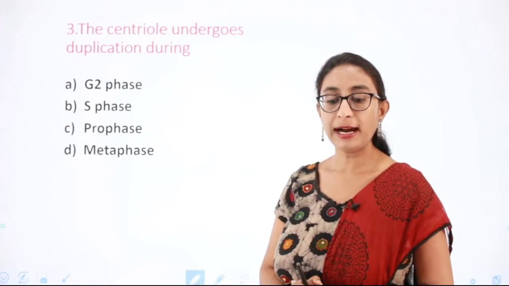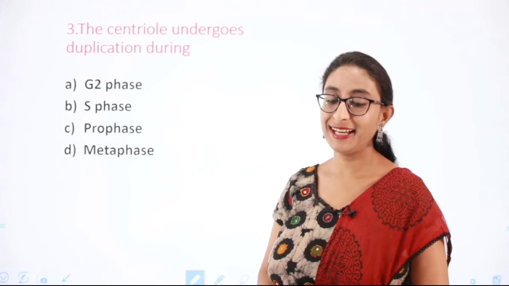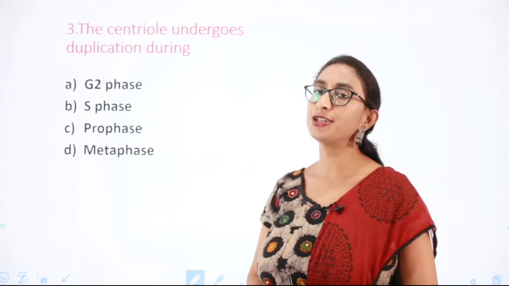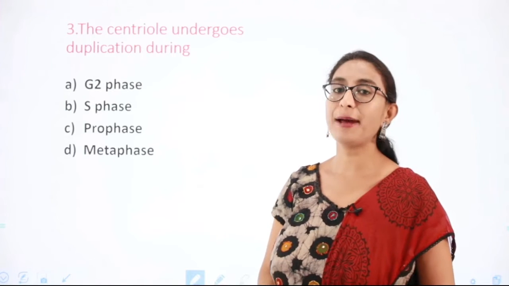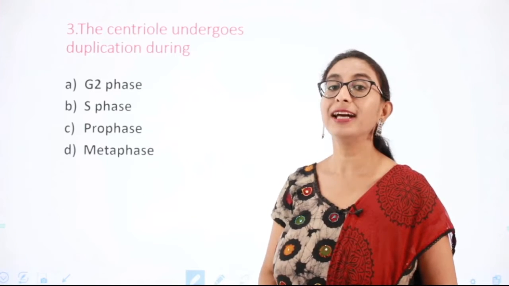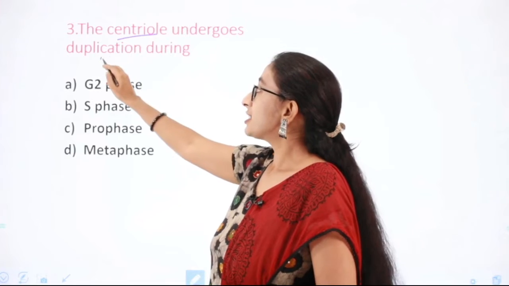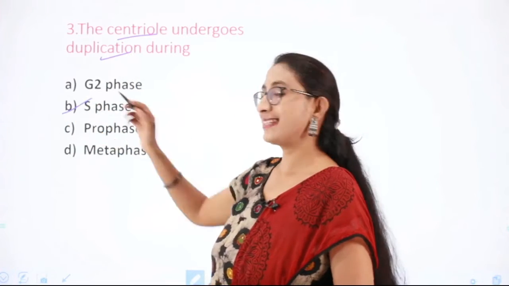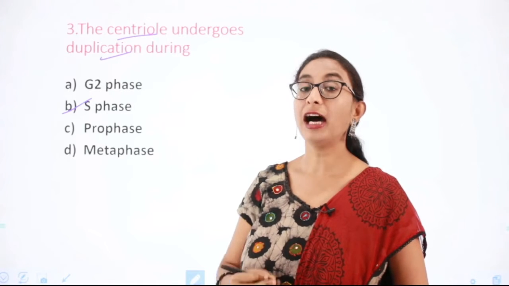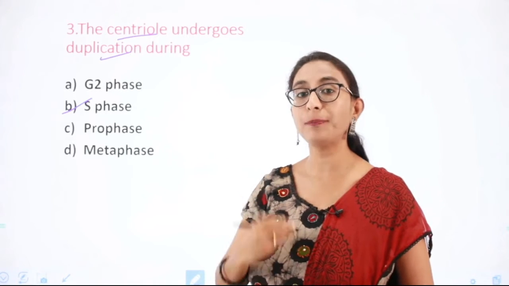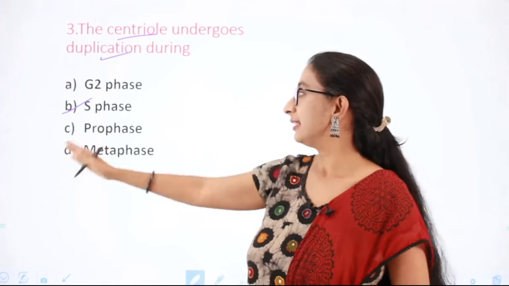The centriole undergoes duplication during which phase of cell cycle? See, DNA replication happens during the S phase, and the duplication of the centriole also happens during the S phase. G1 is the growth phase, and G2 is also a growth phase. However, the replication of DNA and the replication of centrioles happen during the S phase or the synthesis phase. So, this is the right answer.